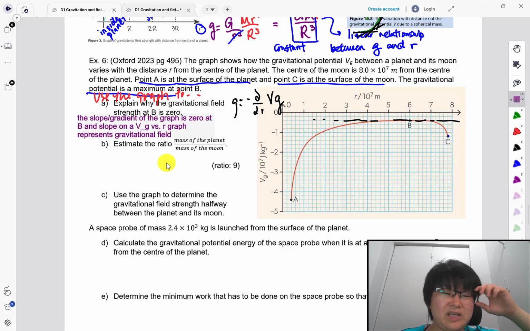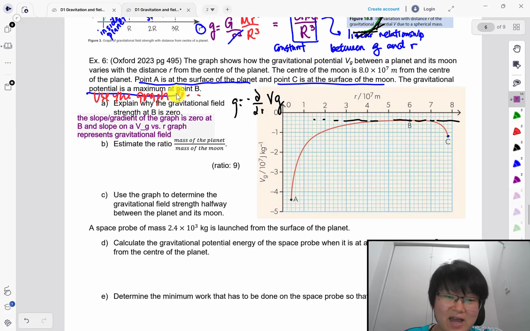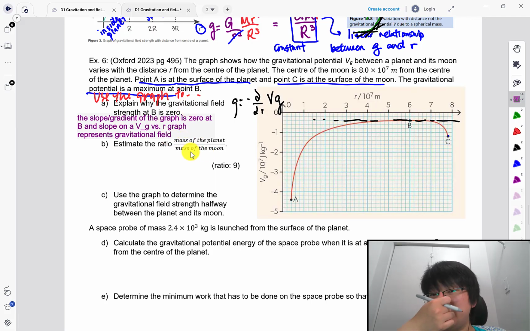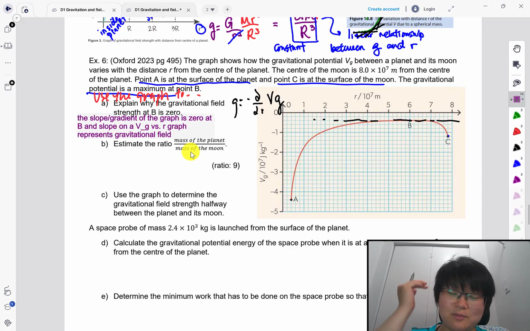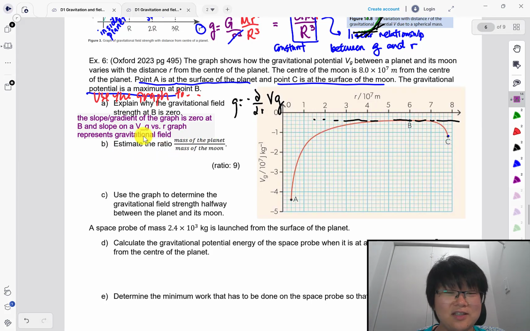Then question B is: estimate the ratio of the mass of the planet over the mass of the moon. One of the things that IB questions are really good at is that sometimes they guide you through the thinking process. So if you see this question and get stuck, maybe the previous question might give you a hint of what you're supposed to do here. But even if you didn't use the previous question as a hint, you know that you have to find some sort of relationship between the planet and the moon.